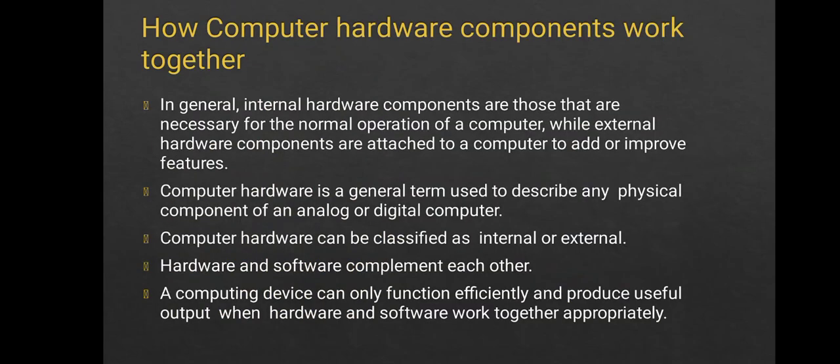How computer hardware components work together. In general, internal hardware components are those that are necessary for the normal operation of a computer, while external hardware components are attached to a computer to aid or improve features. Computer hardware is a general term used to describe any physical component of an analog or digital computer. Computer hardware can be classified as internal or external.